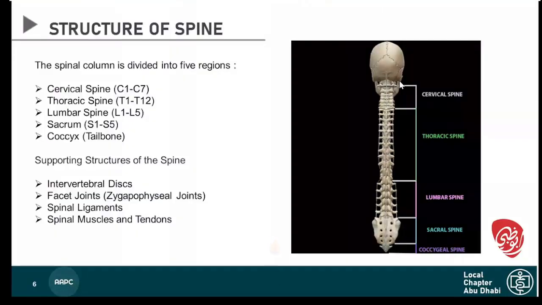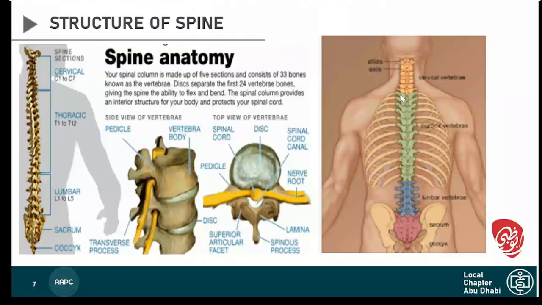The main function of the cervical vertebrae is to keep the head upright. See this picture. This C1 vertebrae and C2 vertebrae have some special names. C1 is also known as atlas. C2 is also known as axis.